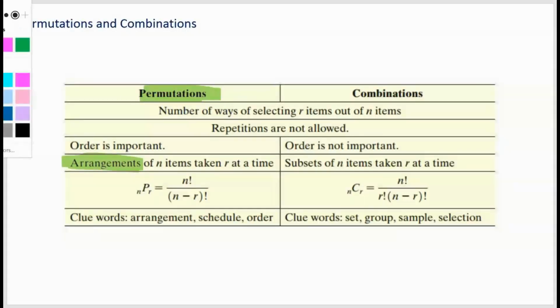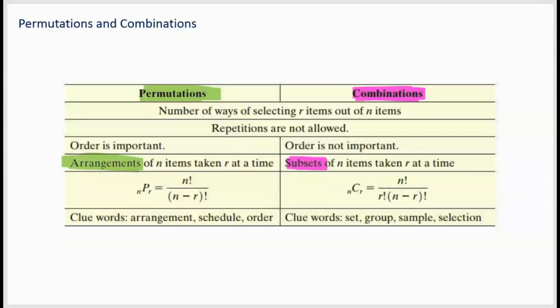On the other hand, combinations are just subsets. You're just trying to combine everything together. The order it's combined in does not matter. So, subsets of n items taken r at a time. And so subsets is a key word for combinations, although you won't always see subsets, just like you won't always see the word arrangements either.